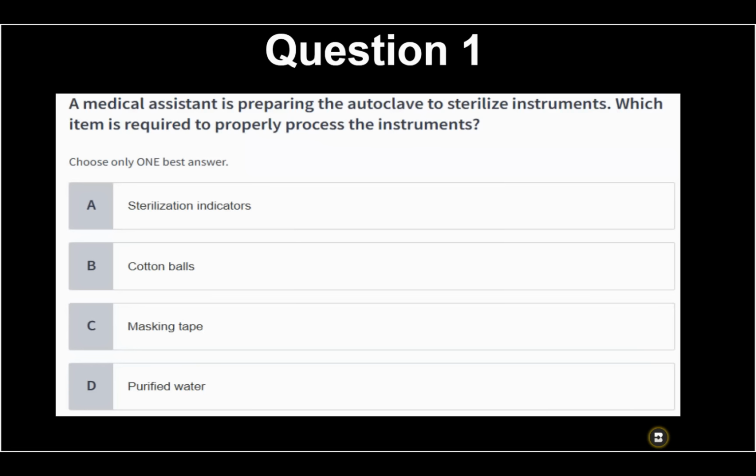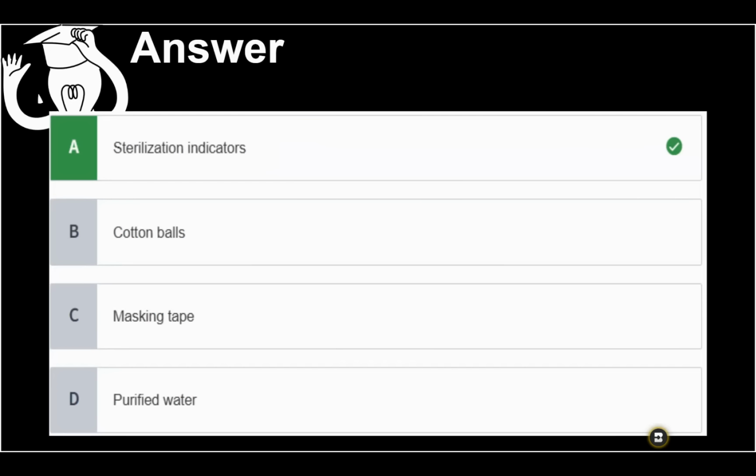Question 1. A medical assistant is preparing the autoclave to sterilize instruments. Which item is required to properly process the instruments? A. Sterilization indicators. B. Cotton balls. C. Masking tape. Or D. Purified water. If you said A, sterilization indicators, then you are correct.